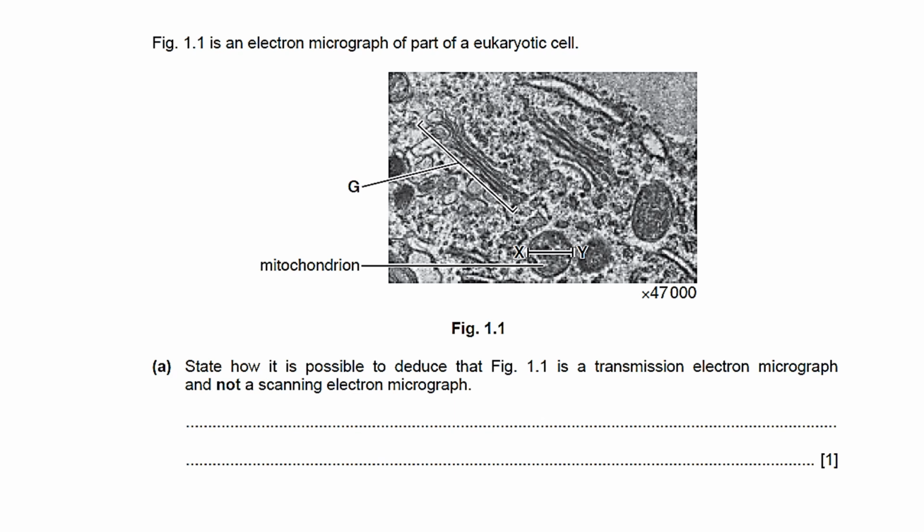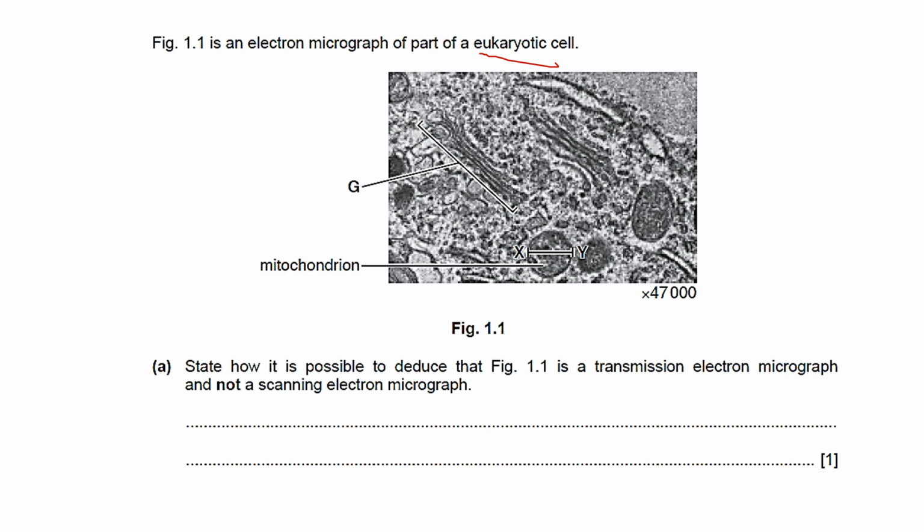It says figure 1.1 is an electron micrograph of part of a eukaryotic cell. Whenever you see eukaryotic cell, that means it's either a plant cell or an animal cell. And it says state how it is possible to deduce that figure 1.1 is a transmission electron micrograph and not a scanning electron micrograph. I'm pretty sure that this is something not many people have given a lot of thought to, that you might be asked to differentiate between the two types of electron micrographs, because typically you're often asked to distinguish between a light microscope and an electron microscope, but in this case you're being asked to differentiate between the two.